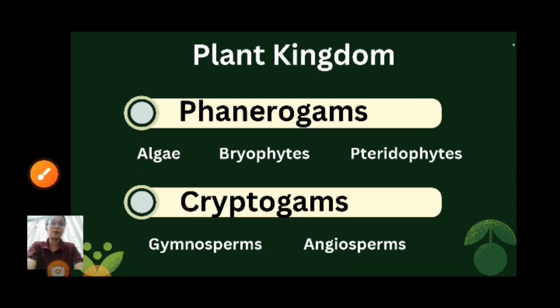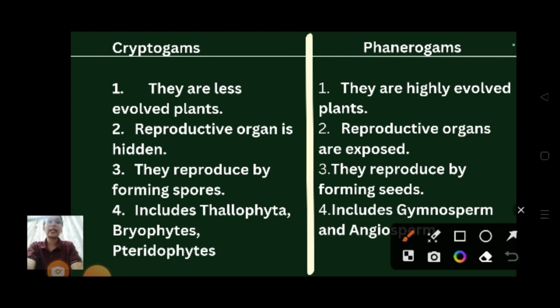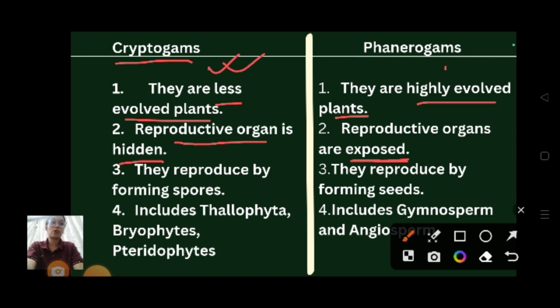Let us see the difference between phanerogams and cryptogams. Cryptogams are less evolved plants, like algae, bryophytes and pteridophytes, and here they are highly evolved plants, like your gymnosperms and angiosperms. Here the reproductive organs are hidden inside, not exposed, but here the reproductive organs are exposed. Basically they are known as seedless plants, and these are known as seeded plants having seeds.